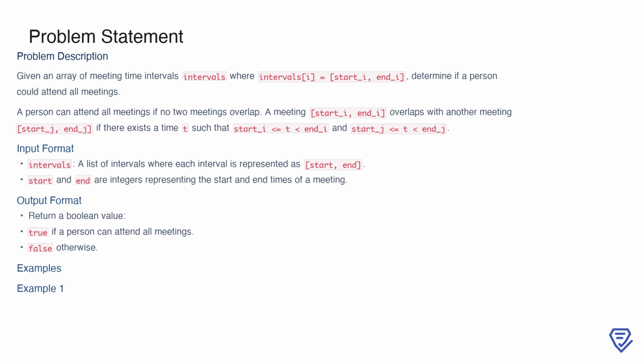Overlap occurs when one meeting's time range intersects with another, meaning a person would have to be in two places at once. The input format requires an array of such intervals, and the output is a Boolean value, true if all meetings can be attended without overlap, and false otherwise. Let's explore some examples to better understand this scenario.